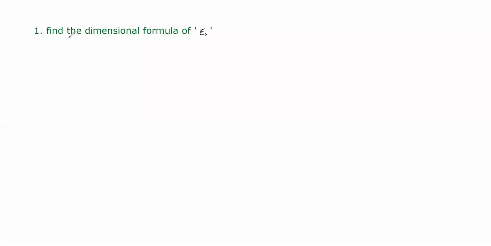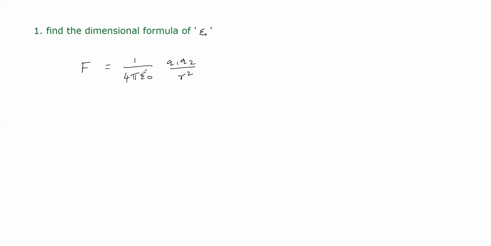Let us solve problems from the Concepts of Physics textbook. First problem: find the dimensional formula of epsilon naught. To find the dimensional formula of epsilon naught, we have to take the formula which relates epsilon naught. For that, we are going to take Coulomb's force. Coulomb's force formula is F is equal to 1 by 4 pi epsilon naught into Q1 Q2 divided by R square, where F is the force between charges.